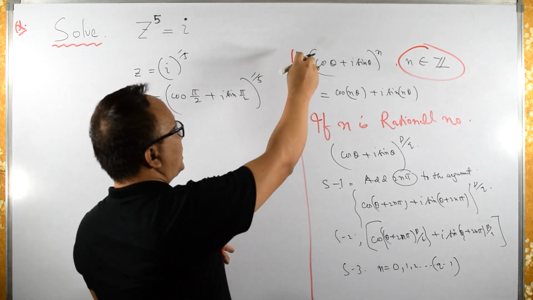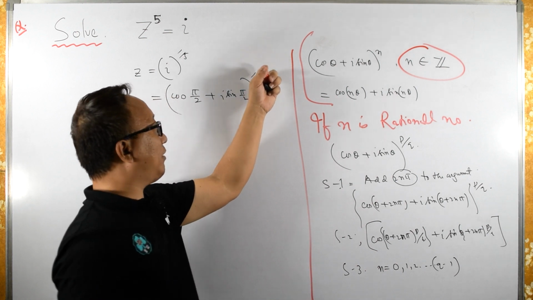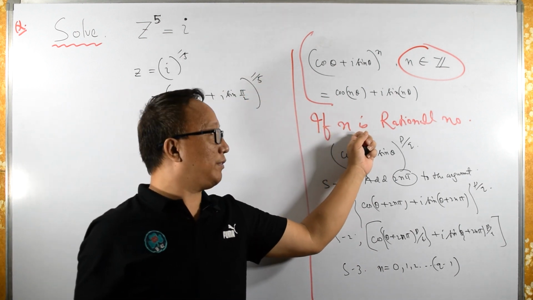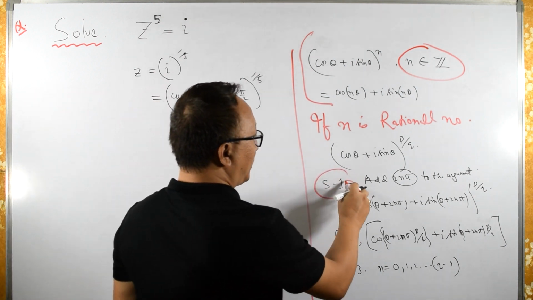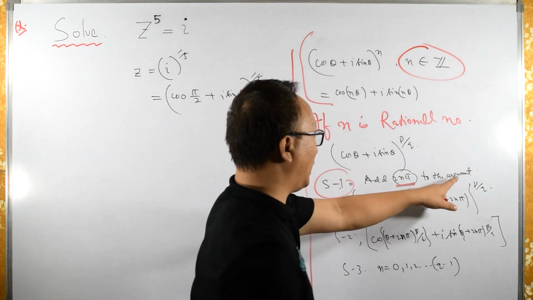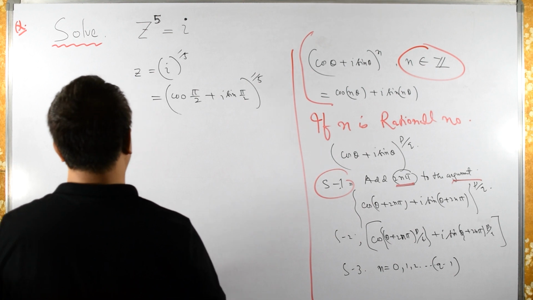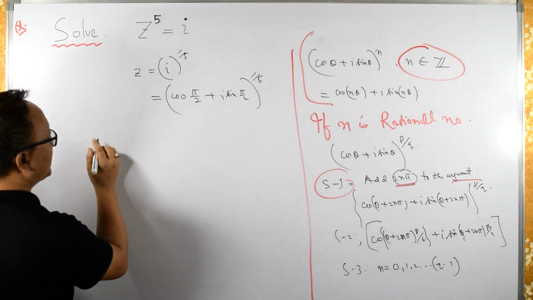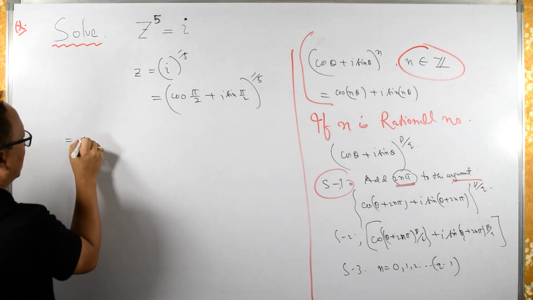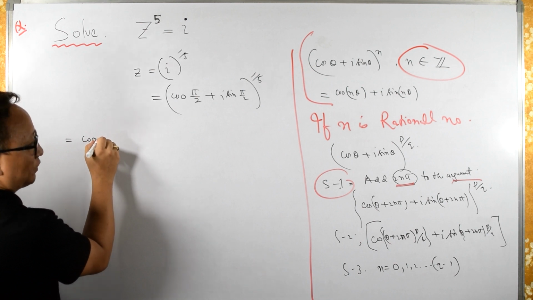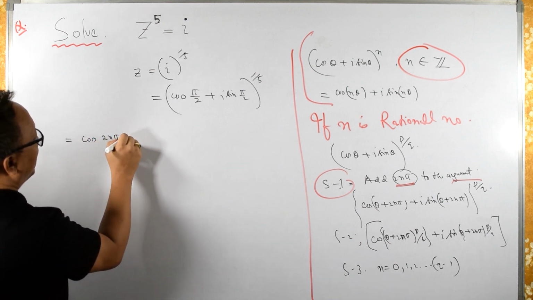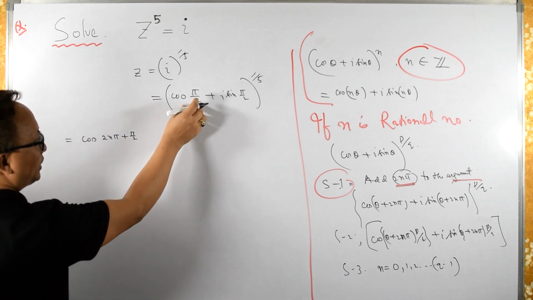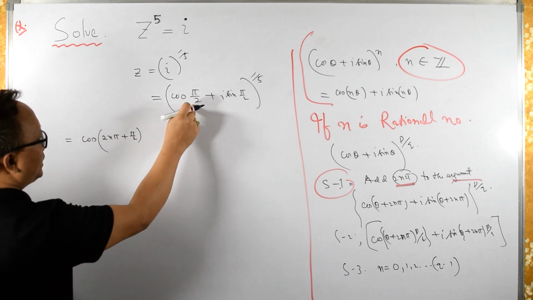Now this case is not valid here, because we have 1 by 5, which is a rational number. If it is a rational number, what is step 1? Step 1 means add 2nπ to the argument, or you can say to the angle. So this is the same as cos of 2nπ plus π/2.